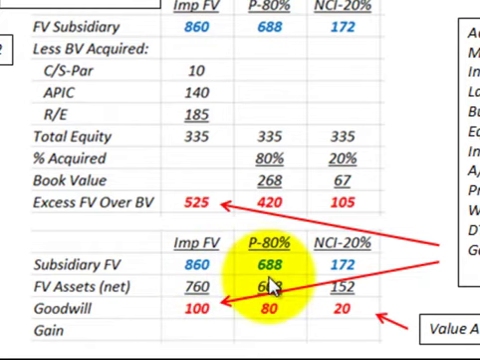And then taking the parent's portion, or 80% of that, the difference between the fair value of the subsidiary's 80% portion, that was the price paid, less the fair value of the net assets acquired of $608,000, we get goodwill of $80,000. And then the non-controlling interest would just be the $172,000, the fair value portion, less the fair value of the net assets portion of $152,000, and then our goodwill here would be $20,000 assigned to the non-controlling interest.